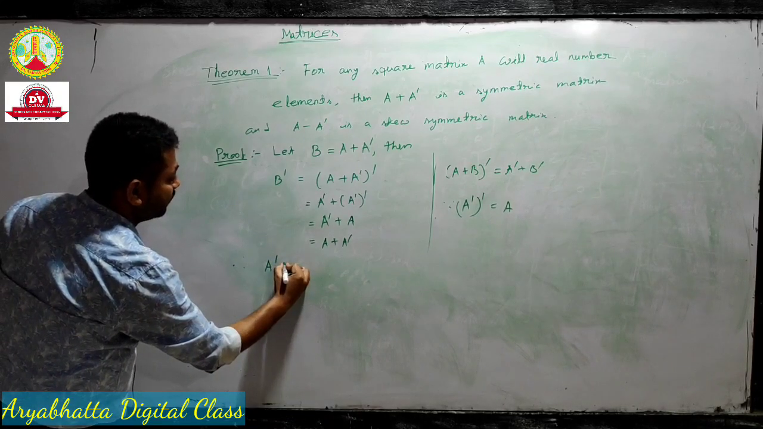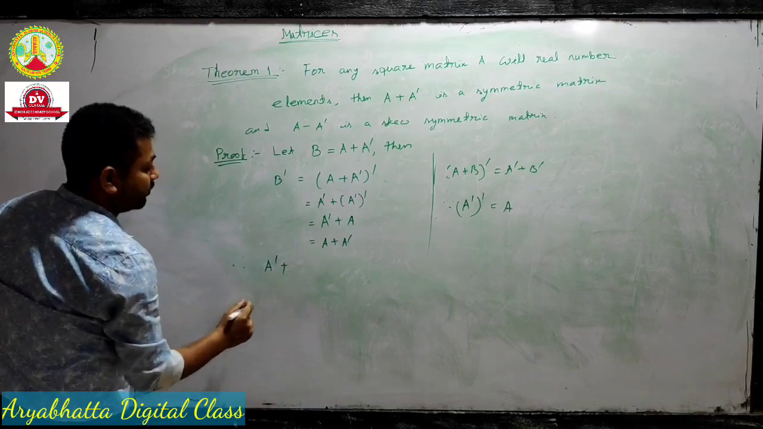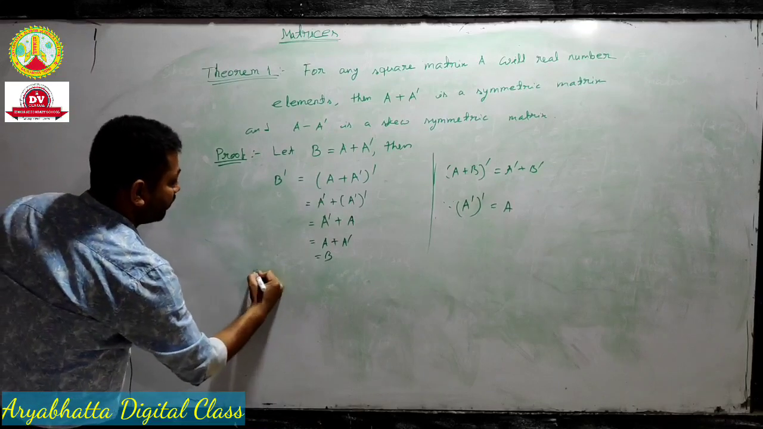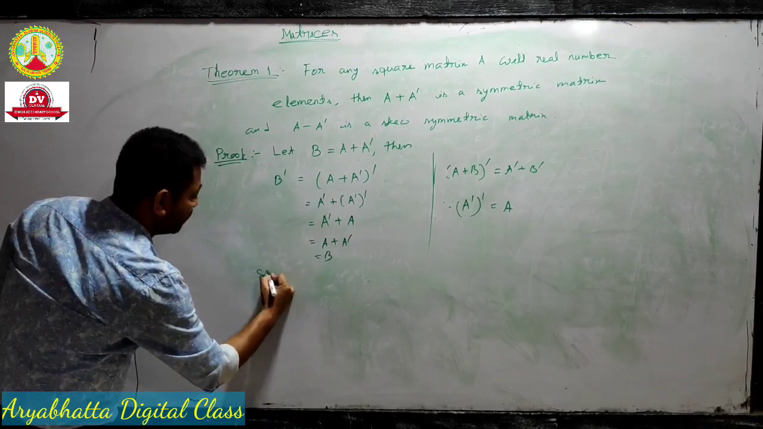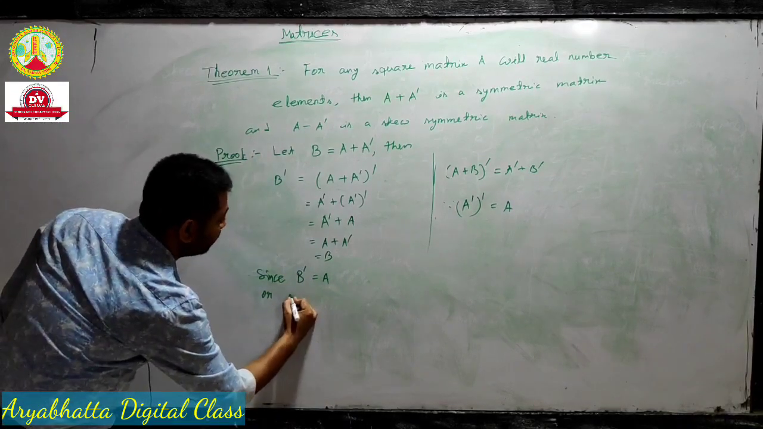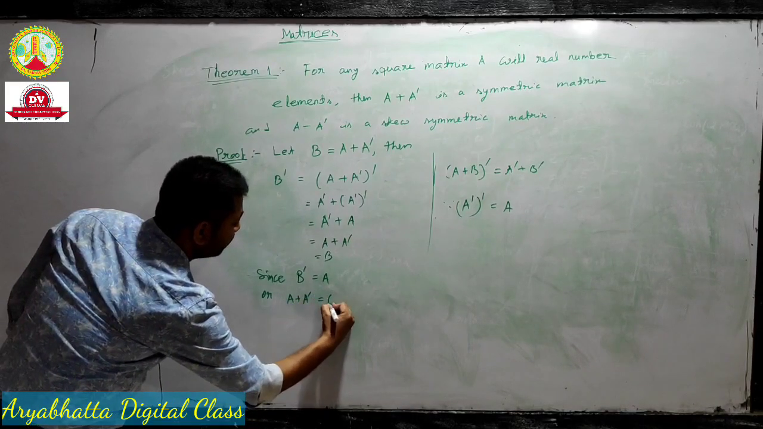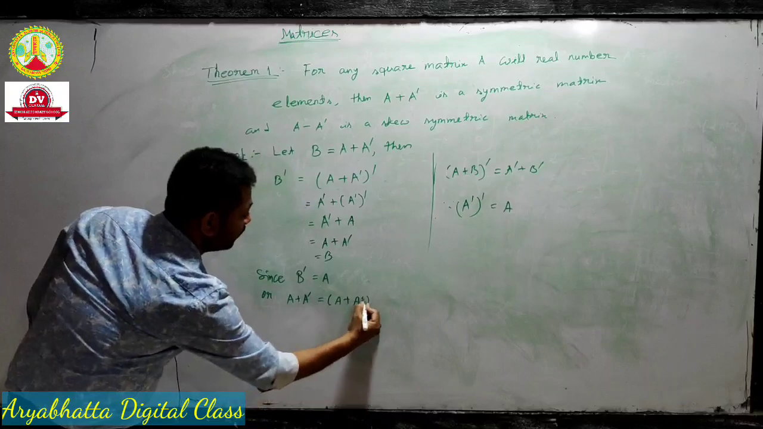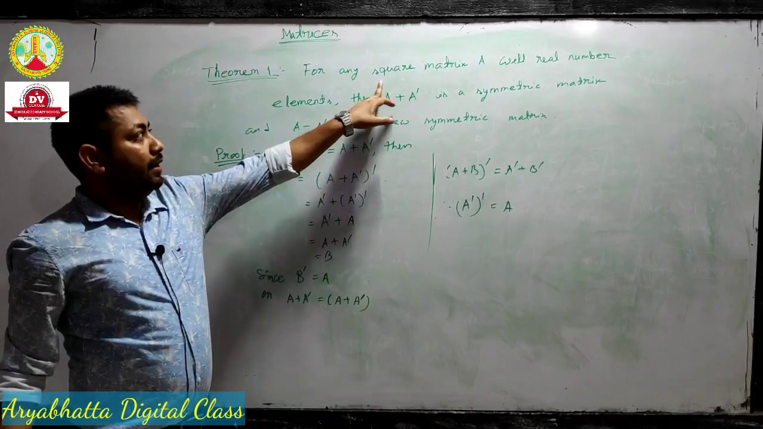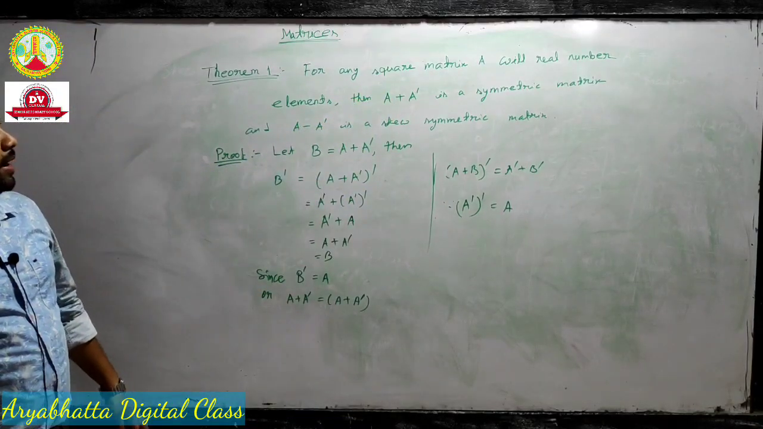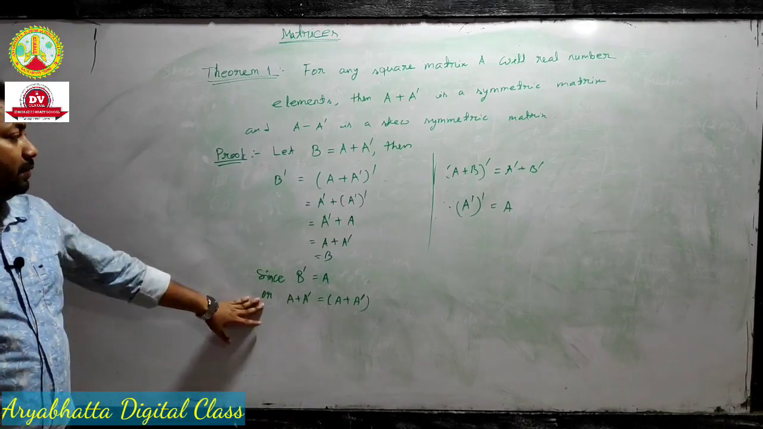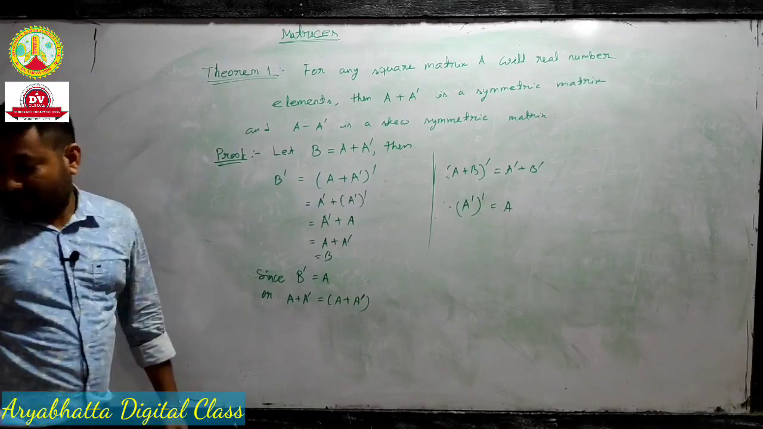this is A plus A dash, which is equal to B. Since B dash equals B, B is a symmetric matrix. If A is a square matrix with real number elements, then A plus A dash is a symmetric matrix. Hence proved. Next, A minus A dash.